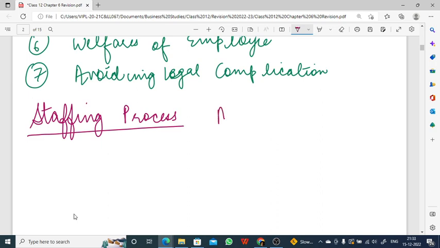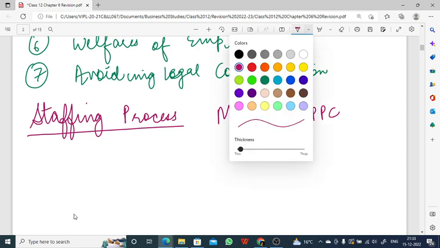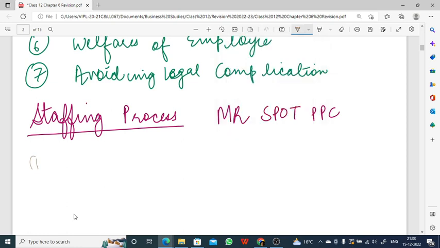So the acronym that will help you is Mr. Spot PPC. If you think this is working for you, you can choose to go ahead with it. If you think no, it is not making sense to you, you can go ahead with whatever way helps you remember all the 8 pointers of the process of staffing. First of all, the first thing is that you estimate.